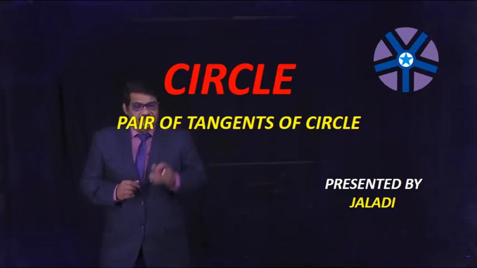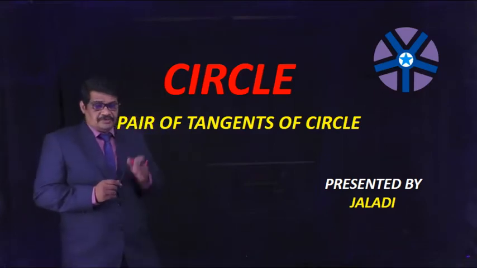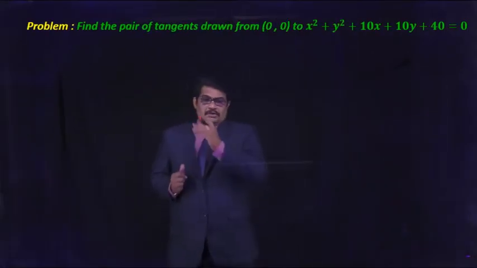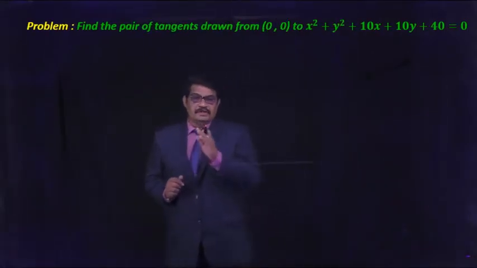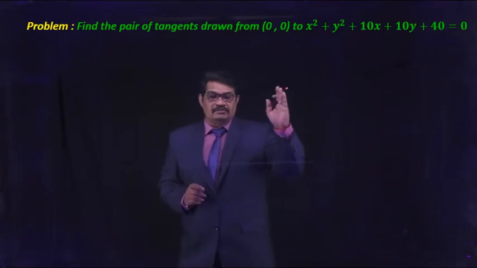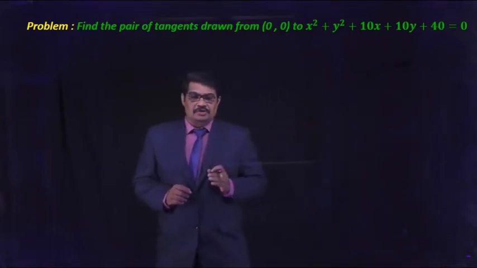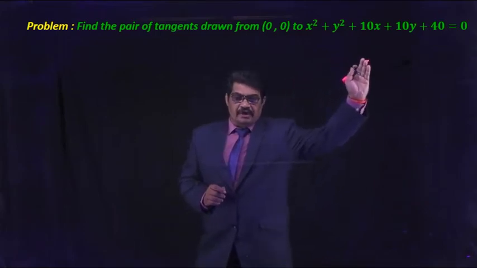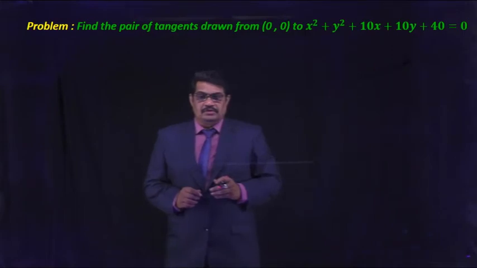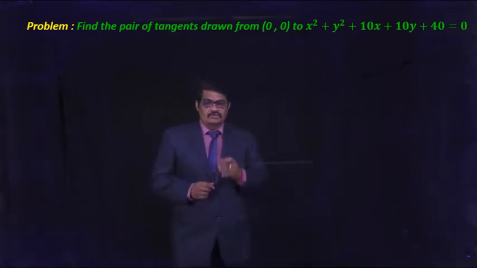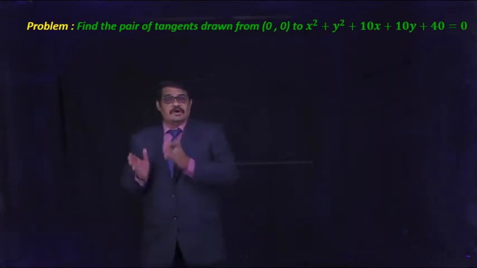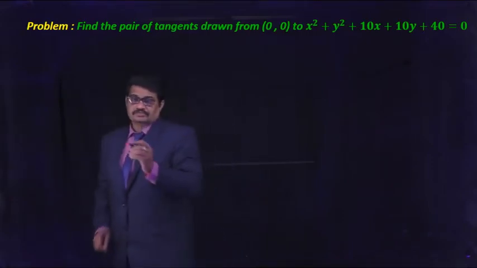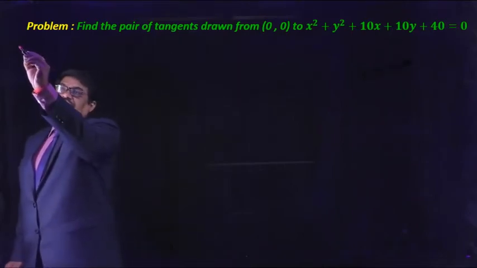Now in this session we are going to discuss some problems on this concept. See the problem. Find the pair of tangents drawn from the origin (0, 0) to the circle x square plus y square plus 10x plus 10y plus 40 is equal to 0. Now in this problem we have to find the pair of tangents from the origin to the given circle. See the solution.